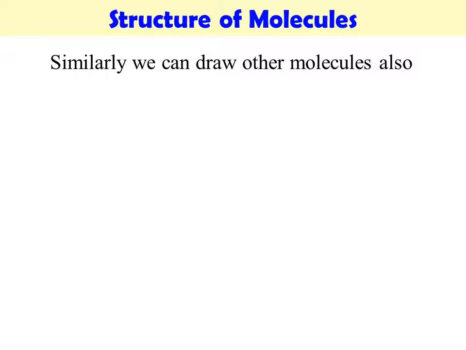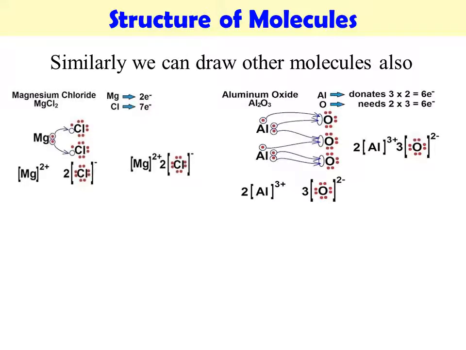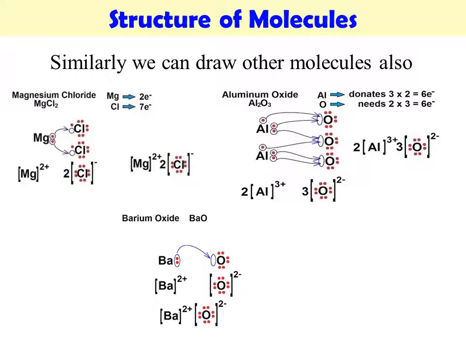Similarly, we can draw other molecules also. We can draw magnesium chloride. It's shown over there, the structure. We can draw aluminium oxide. That's also shown, the structure. We can also draw barium oxide. The structure is also shown over there. So there are different atoms of whom we can draw the Lewis diagram or the electron dot structure.